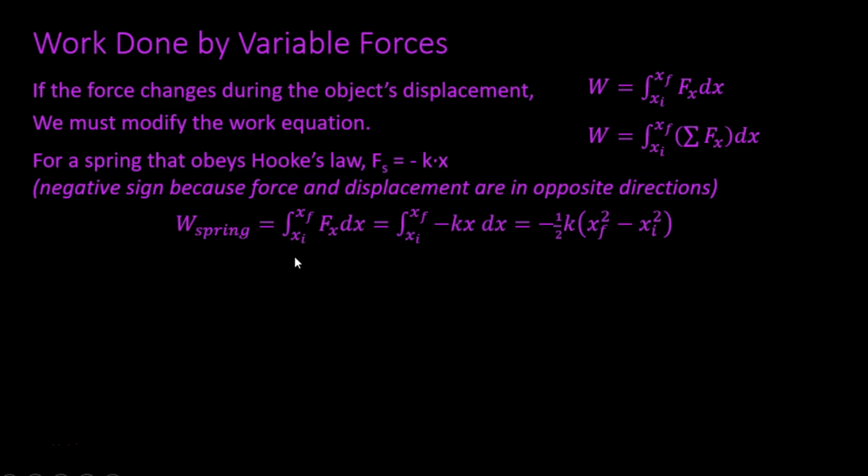Here's our generalized integral equation for work performed by a spring. You can see we wind up with negative 1/2 times the spring constant times the final position squared minus the initial position squared. If the spring is starting at its equilibrium or normal position, then this x sub i is 0. However, in some instances you're going to have to analyze problems where the initial position is not the spring's equilibrium position, and then this x sub i value will not be 0.